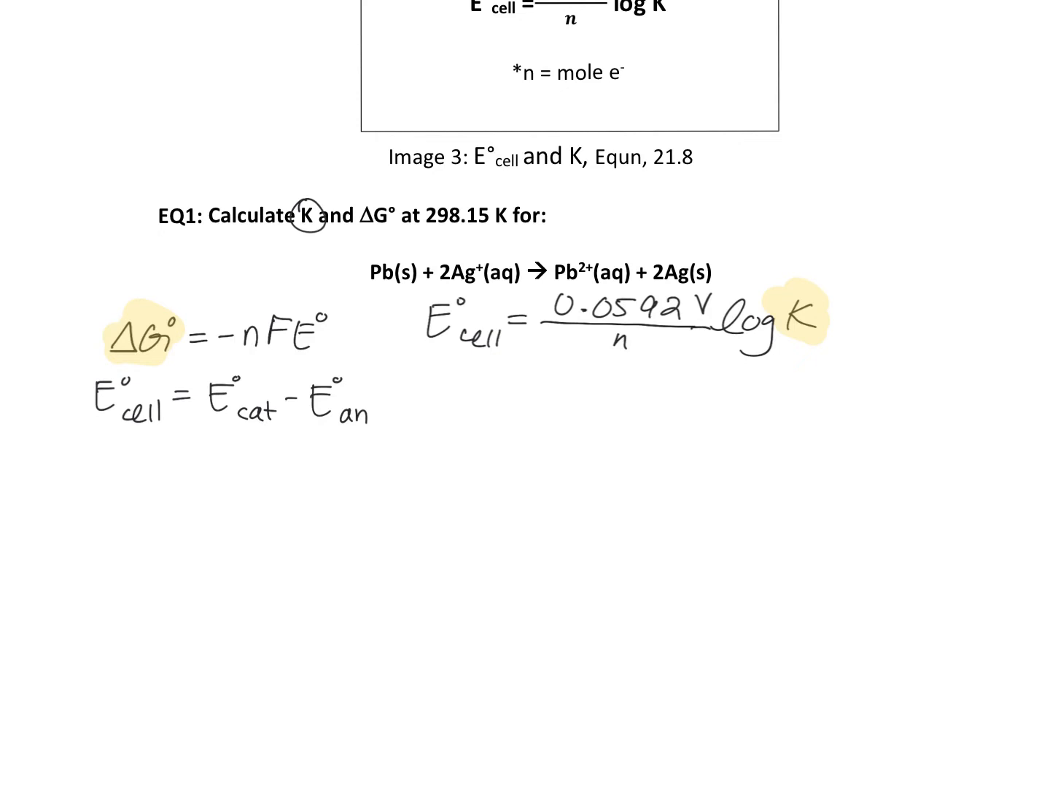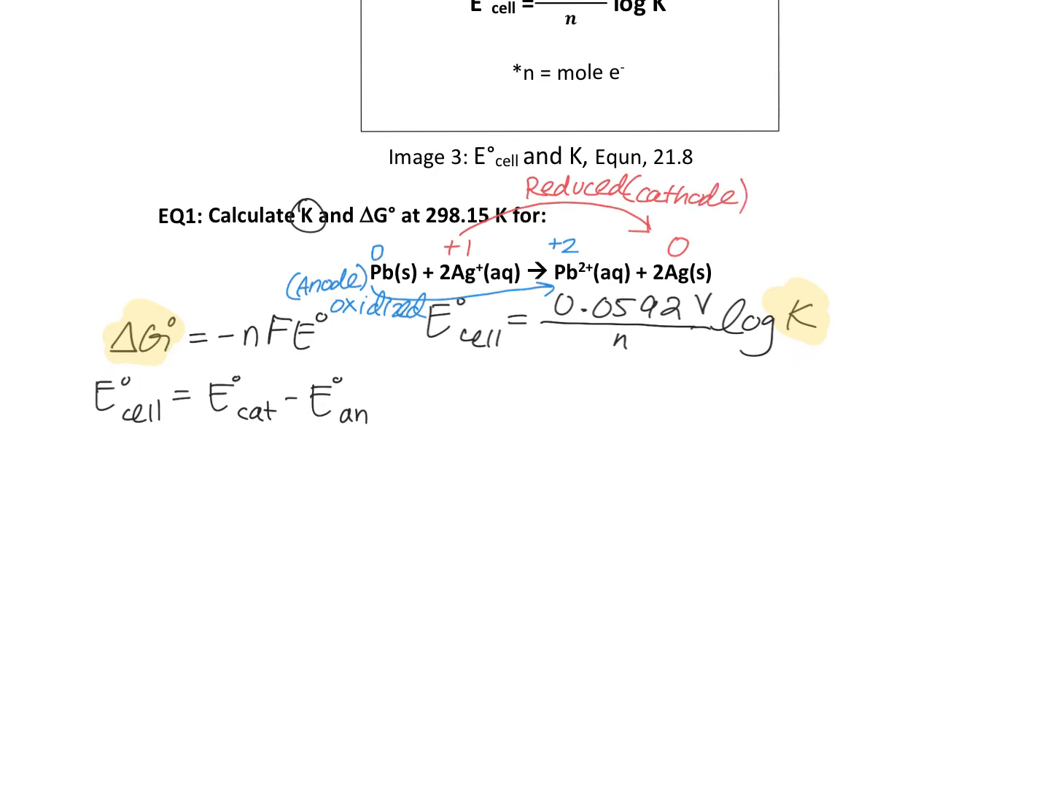So lead goes from an oxidation number of 0 to an oxidation number of +2. And then silver goes from an oxidation number of +1 to an oxidation number of 0. All right, so since silver is getting less positive, it is reduced. And lead is getting more positive, it is being oxidized. So that is our anode. The one that is undergoing oxidation is our anode, and then our cathode is the one being reduced.